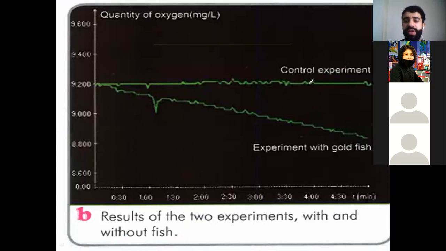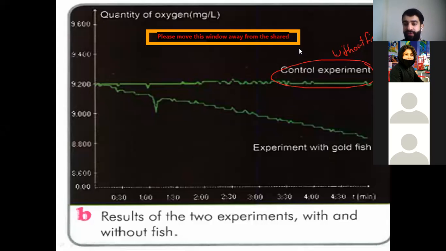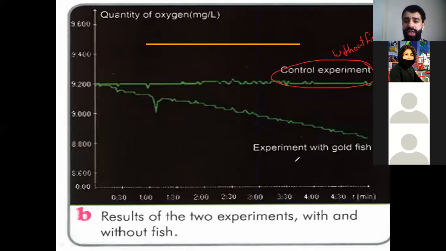In this experiment, first, we have this control experiment, the trial without the fish. And the second one was the experiment with the goldfish, meaning that it contains the fish. Here are the values of the quantity of oxygen gas. Here it's 9.200, so you can say it's 9.2. And here it's 8.800, you can say it's 8.8.